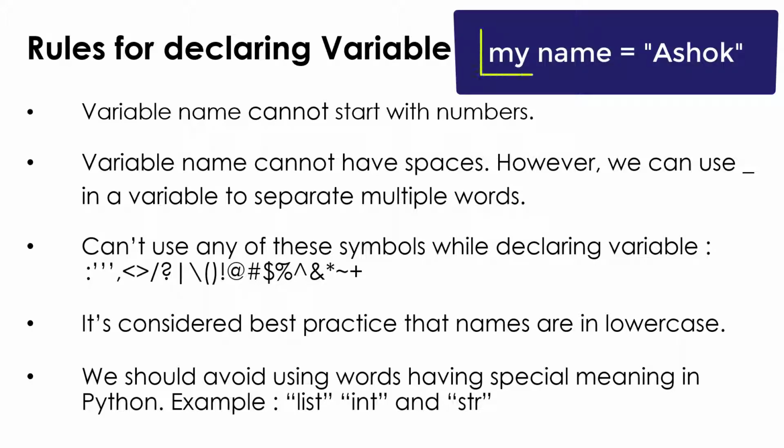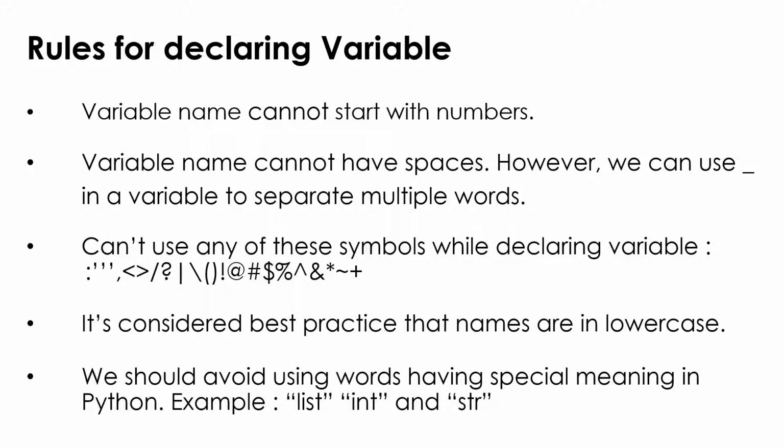Now here on the screen, you can see this is a kind of variable name. These kinds of variable names are definitely not allowed. What you can do here is use an underscore in order to separate multiple words if you want to declare a variable. Now if you are declaring a variable, you cannot use these symbols. It is considered best practice that names are in lowercase.